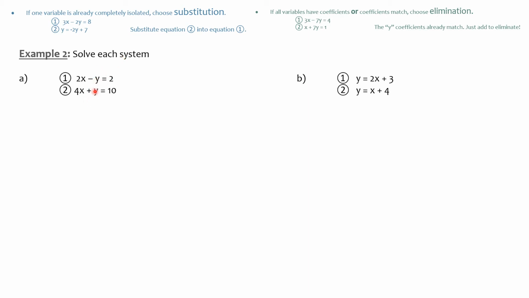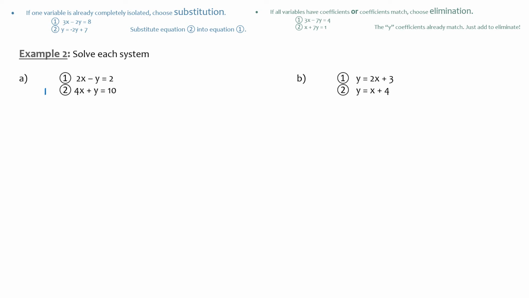So notice that these y's are exactly the same. The coefficient in front of them is an invisible 1. One is positive and one is negative. So that's a good candidate for elimination. If all variables have coefficients, or if coefficients match, choose elimination. I could choose substitution, of course, but we're going to practice both forms here. So let me choose elimination.